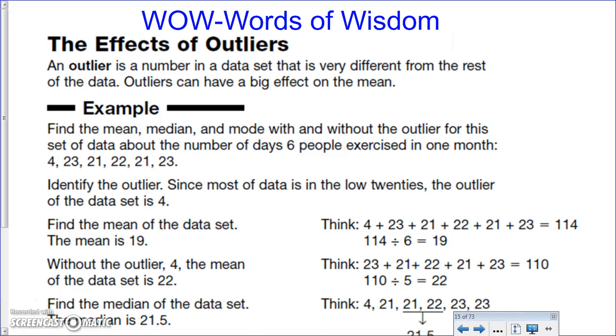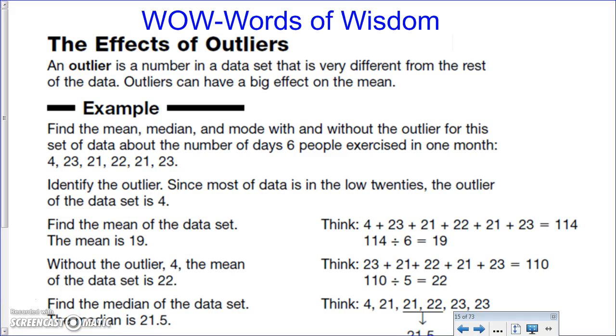The effects of outliers. An outlier is a number in the data set that is very different from the rest of the data. Outliers can have a very big effect on the mean or the average. Example: find the mean, median, and mode with and without the outlier for this set of data about the number of days 6 people exercised in 1 month. 4 days, 23 days, 21 days, 22 days, 21 days, and 23 days.